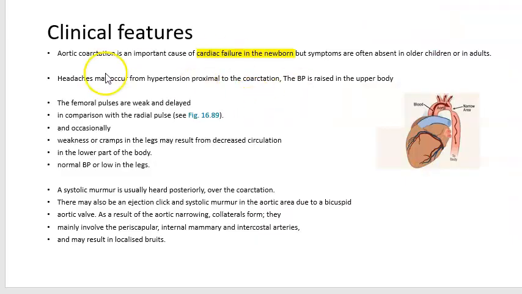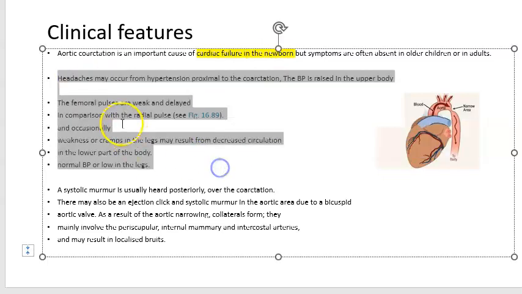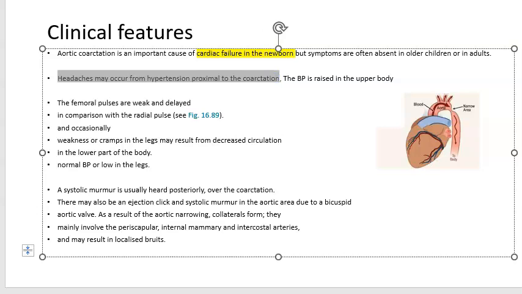Now look at this, people. Clinical features: there can be cardiac failure in a newborn because it has to pump against this narrowing, right? But anyways, look at these overall features. Headache will be there because hypertension will be there. Touch your head. Headache, because blood pressure is more to the head.